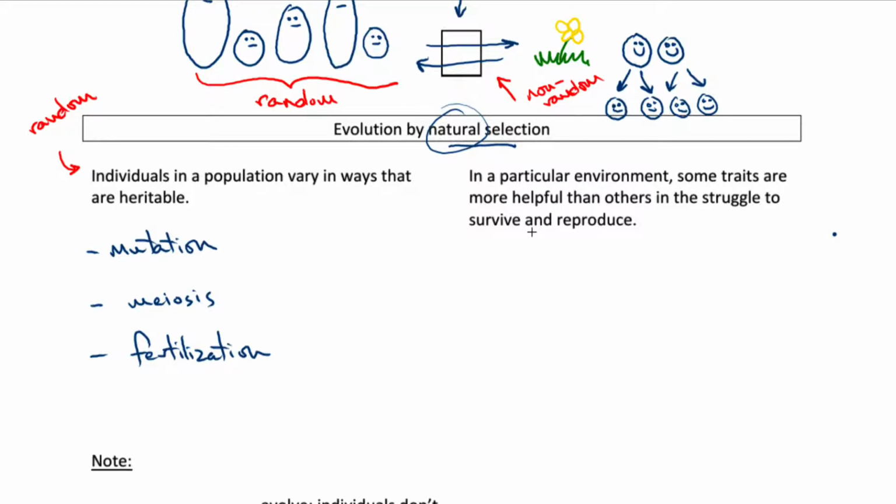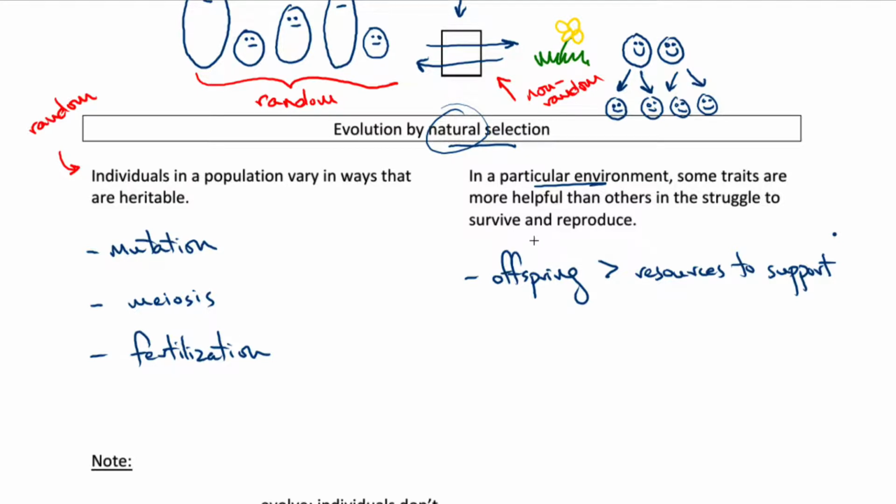Now, the second part of natural selection is that in a particular environment, some traits are going to be more helpful than others in the struggle to survive and reproduce. In our example, it was short stature. And this is because more offspring are produced than the environment can support. So there's more offspring than the resources to support them. And as a result, there's a struggle to survive and reproduce.